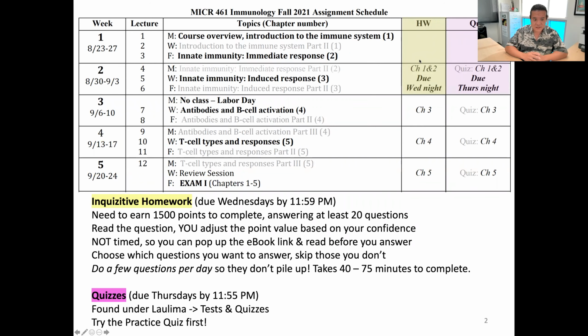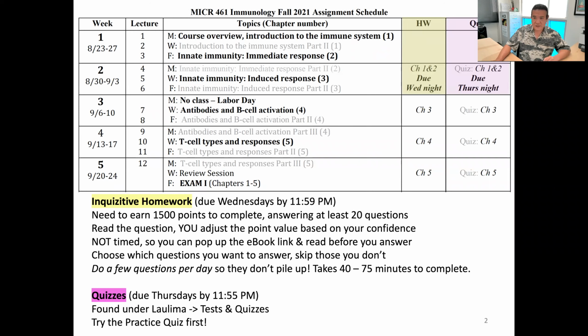Before we get into today's lecture, I wanted to remind you that pretty much every week you will have inquisitive homework assignments due. This is the schedule that's available in La Lima under the syllabus tool. I've listed what chapters are due as homework and what chapters you are responsible for on the quiz every week. Next week, Wednesday night, you need to have completed the first two inquisitive homework assignments on chapter 1 and chapter 2.